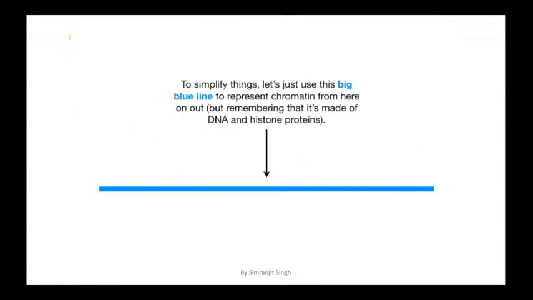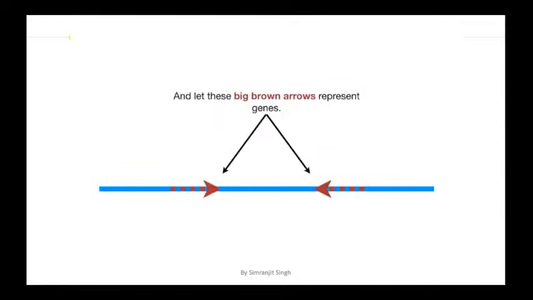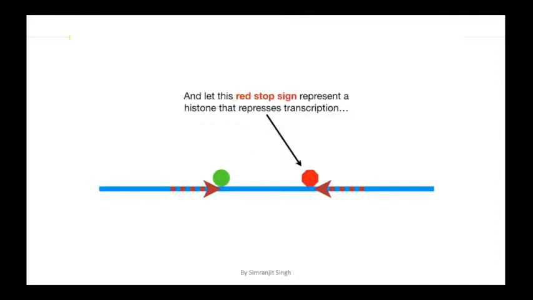Today we just need to know that chromatin is essentially DNA wrapped around histones. To simplify things, let's just use this big blue line to represent chromatin from here on out, but remembering that it's made of DNA and histone proteins. And let these big brown arrows represent genes. And let this green circle represent a histone that allows transcription. And let this red stop sign represent a histone that represses transcription.